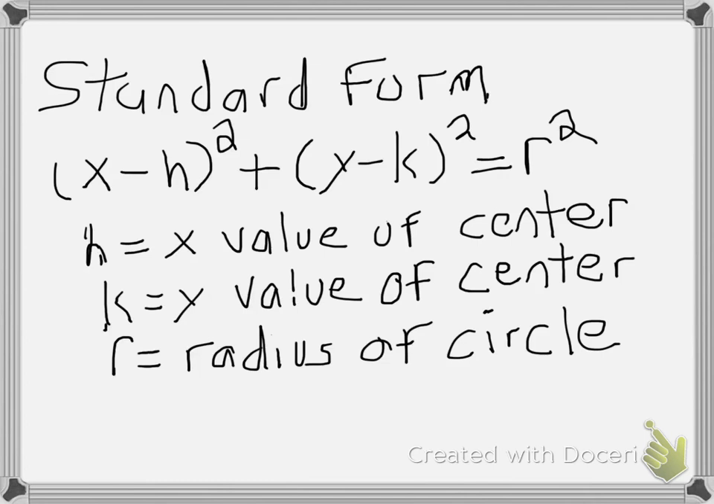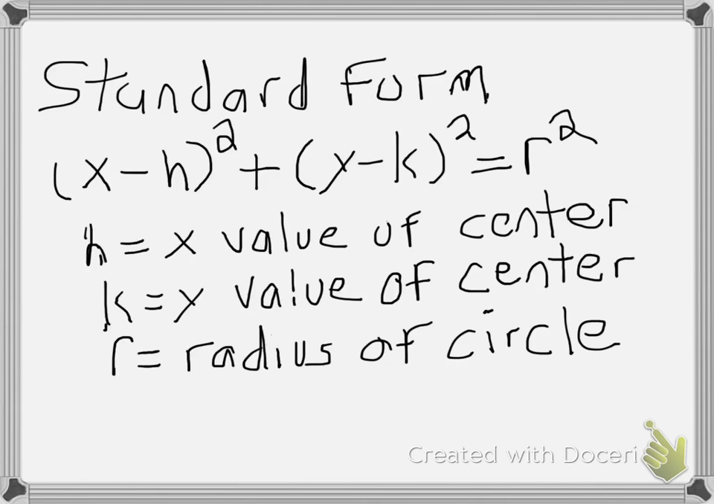So the standard form of a circle is x minus h the quantity squared plus y minus k the quantity squared equals r squared. Notice that there is a minus sign in front of the h and a minus sign in front of the k. If a minus sign is there, that means that the center, the h and the k, are positive. If there's a plus sign there, that means your h and k are negative. So if you have minus some number h, then you have a positive x value for the center of your circle. If you have minus k in the equation, you have a positive y value of the center of the circle.